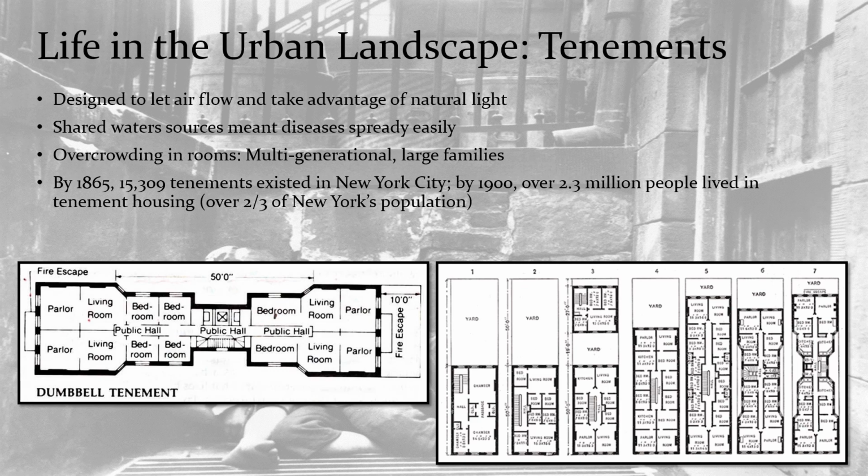But within the rooms, you see all these little rooms that the building's carved up into. Imagine 6 to 7 people living in the bedrooms, and that's typically what happened. The tenement design was for a normal family, but immigrants moved in mass and didn't have a lot of money, and so they typically would live literally on top of each other. We'll see some pictures of that as well. By 1865, you had a little over 15,000 tenements in New York City. By 1900, you had 2.3 million people living in tenement housing, which was over 2/3 of the New York population. That's pretty substantial, and so we'll talk more about tenements.